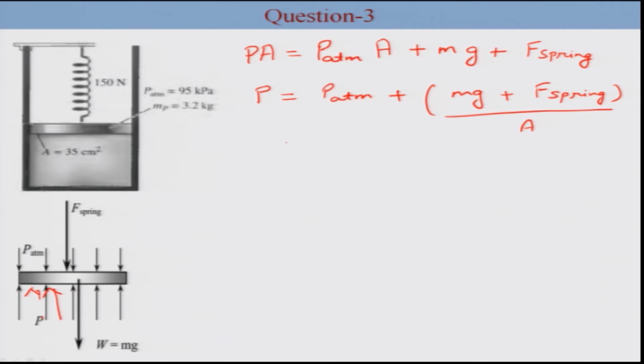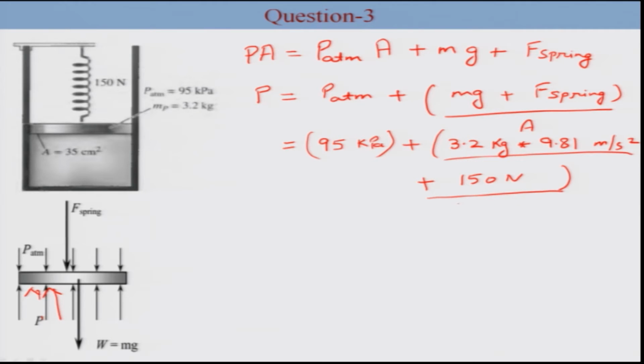divided by area. Value of P atmosphere is given as 95 kilopascals, plus mass of piston is 3.2 kilograms, g is 9.81 meter per second square, plus the force due to spring is given as 150 Newton, and we divide this entire thing by area. Area is 35 centimeter square, so in terms of meter it will be 35 into 10 to power minus 4 meter square.